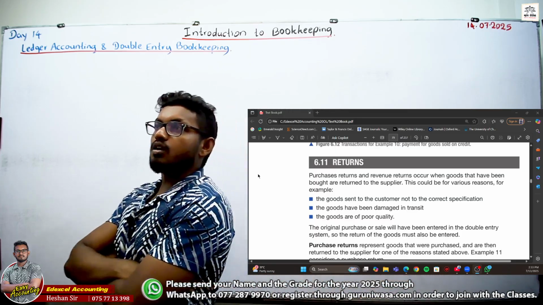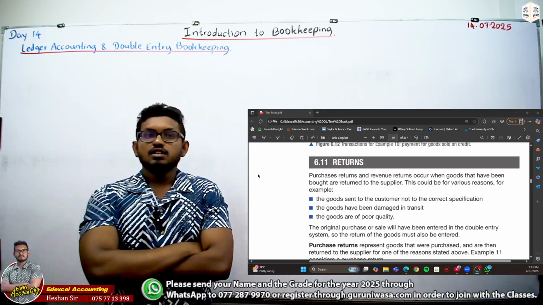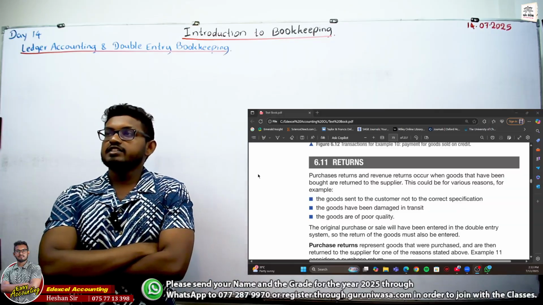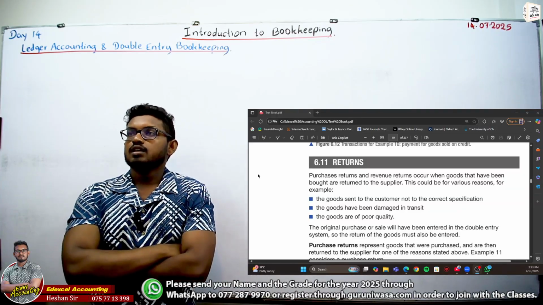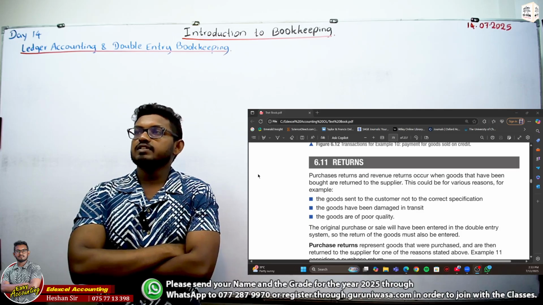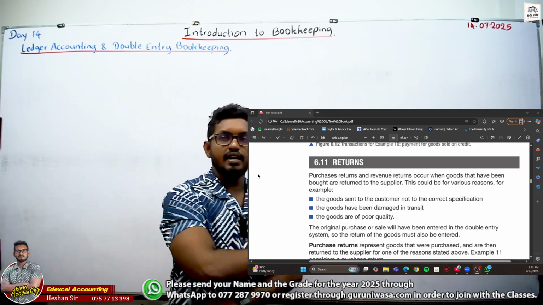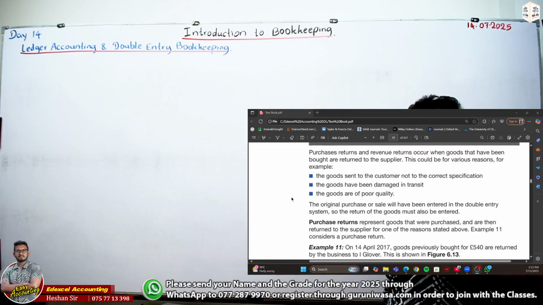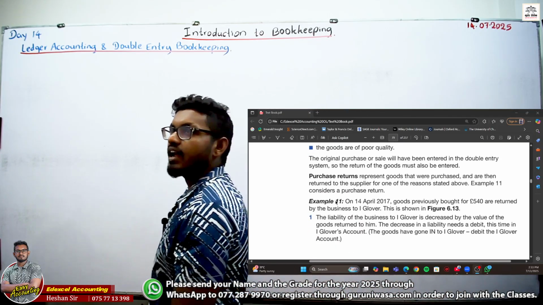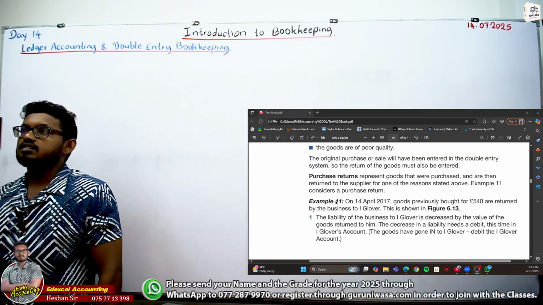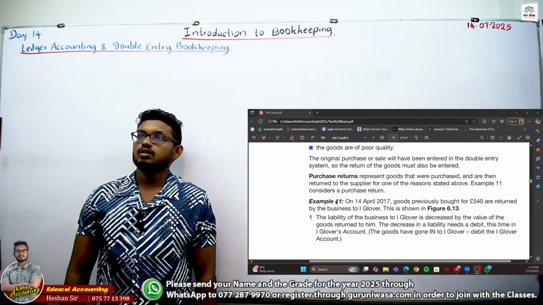The goods sent to the customer are not to the correct specification. The goods have been damaged in transit. The goods are of poor quality. The original purchase or sale will have been entered in the double entry system, so the return also must be entered. Purchase returns represent goods that were purchased and are then returned to the supplier for the reasons stated above.